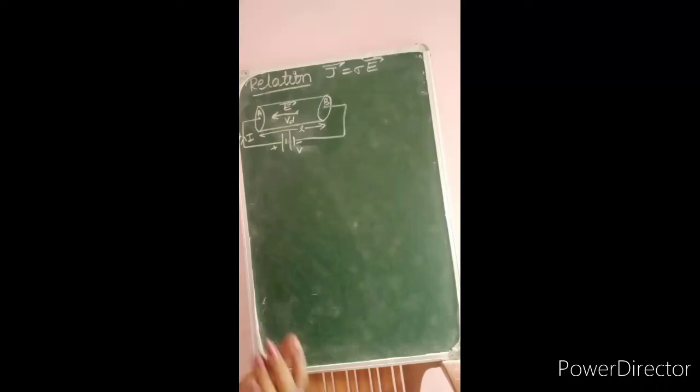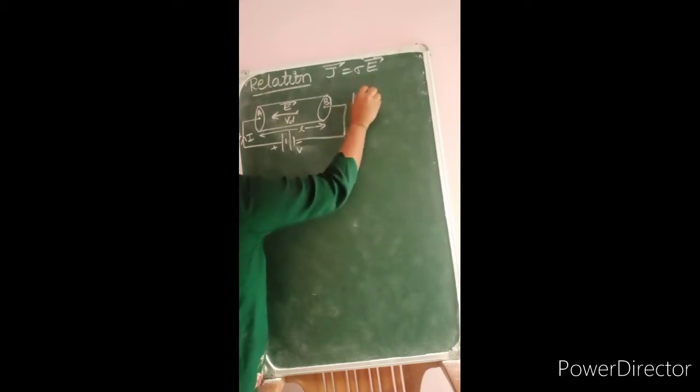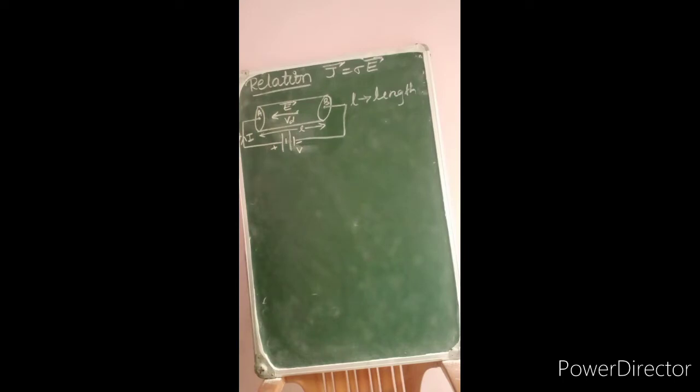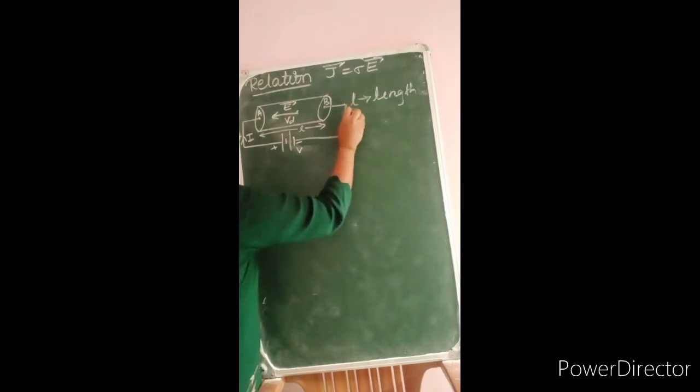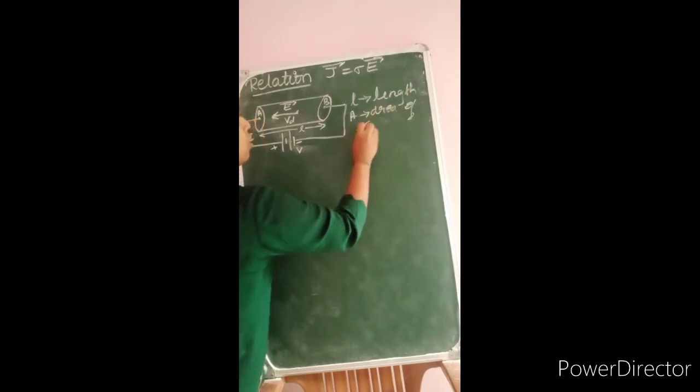Okay, now we are going to derive the relation between J bar and electric field E bar. For this, let us consider a conductor. Say it is having the length L. L is the length of the conductor. A is the area of cross section.